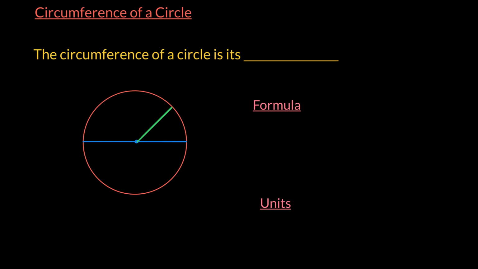Today's lesson is on finding the circumference of a circle. You might have heard that word before, you might have seen it lower down the school, but basically the circumference of a circle is just its perimeter. So we're sticking with the theme of area and perimeter of 2D shapes for the rest of this week.